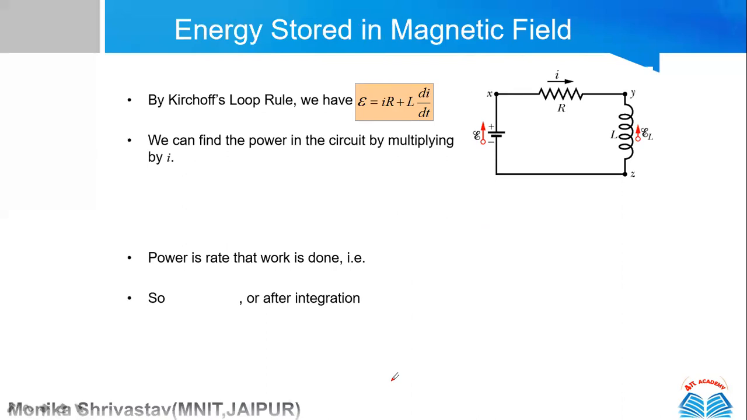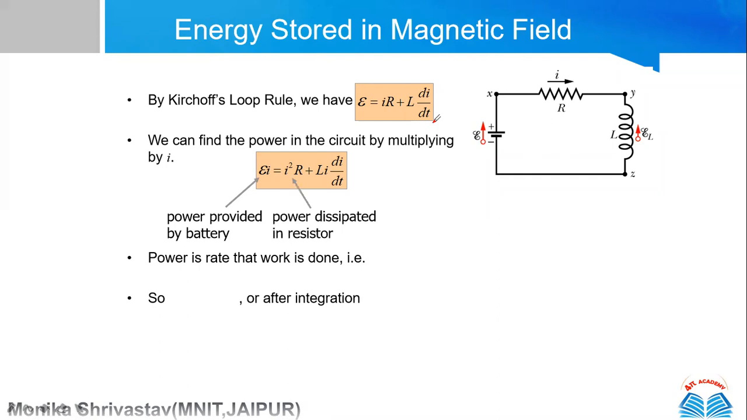Next is energy stored in the magnetic field. We know that epsilon, the EMF for these types of circuit, is IR plus L dI over dt. We can find the power in the circuit by just multiplying by I. So this is the power provided by the battery. The first term, I square R, is power dissipated in the resistor. The second term is power stored in the magnetic field. Always remember that the capacitor will store electric energy and the inductor will store magnetic energy.